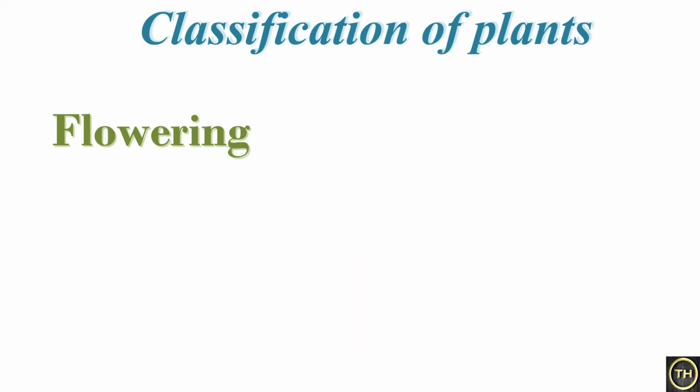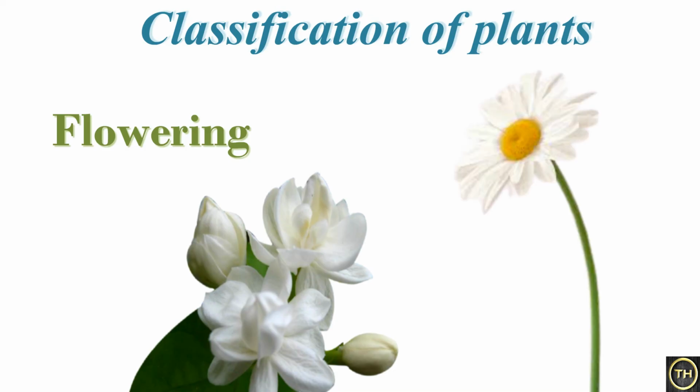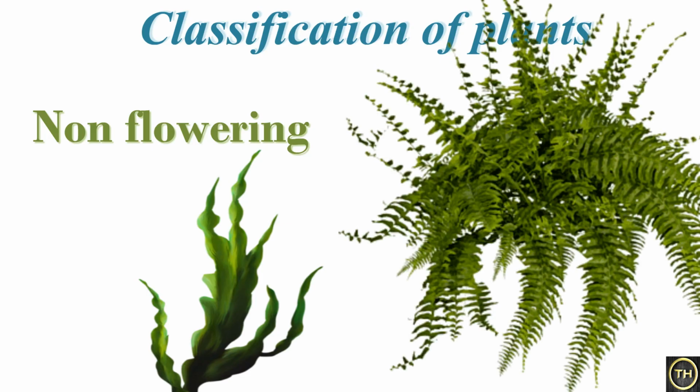Plants that bear flowers are called flowering plants. For example, jasmine, daisy. Plants that never bear flowers are called non-flowering plants. Non-flowering plants may not have organs like root, stem, leaves, etc. Examples of non-flowering plants are algae, fern.